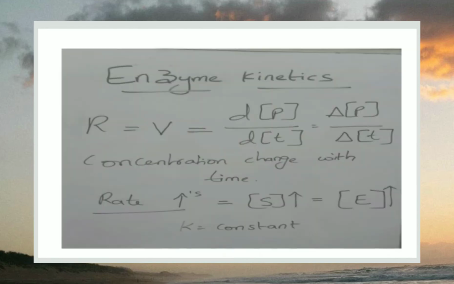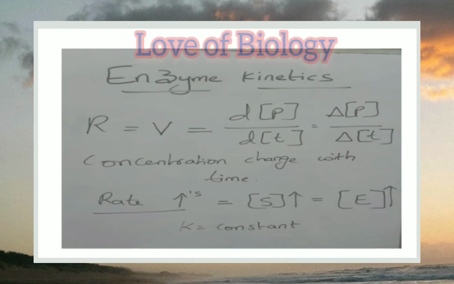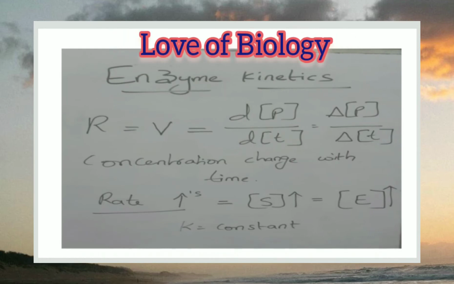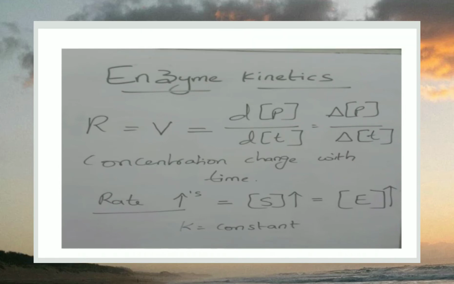Yes, S is substrate, E is enzyme. So here rate is nothing but V, that is speed, which equals dP divided by dt, where d is delta. So concentration changes with time. So if the rate increases, of course, if substrate concentration increases, enzyme action will also increase. So K denotes the constant here. Okay, K denotes the constant.